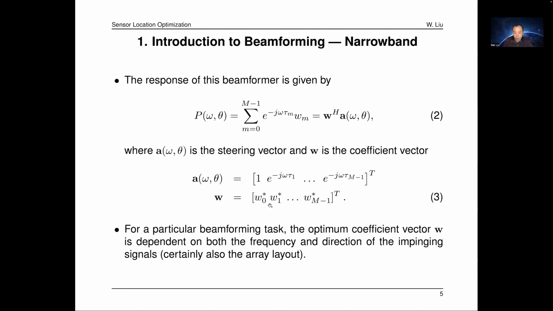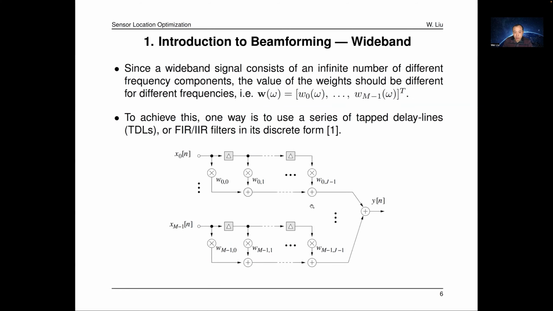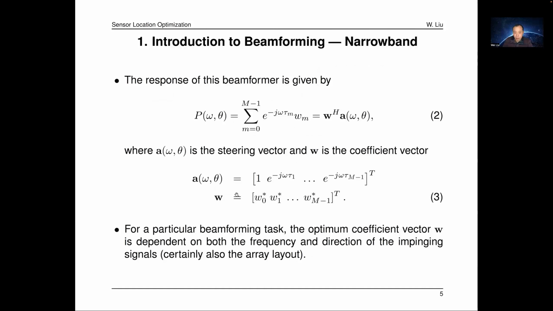And for a particular beamforming task, given this P(omega, theta), suppose you know this, that's the one you want to design, and you find the w which gives you the desired response. So how do you find this w? If you change the frequency omega, you see this w will change, right? So given this, you want to find the best w, and if you change the frequency, then surely this w will change too. That means for the wideband case, because each wideband signal consists of an infinite number of different frequency components, this optimum w should also be frequency dependent.